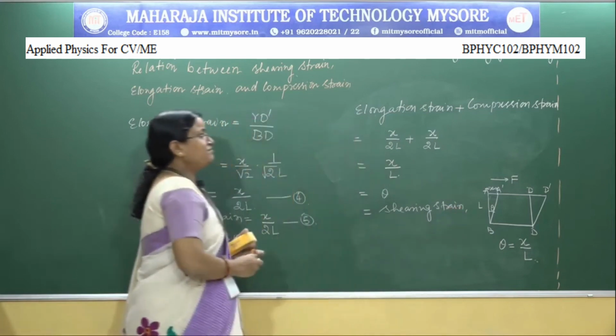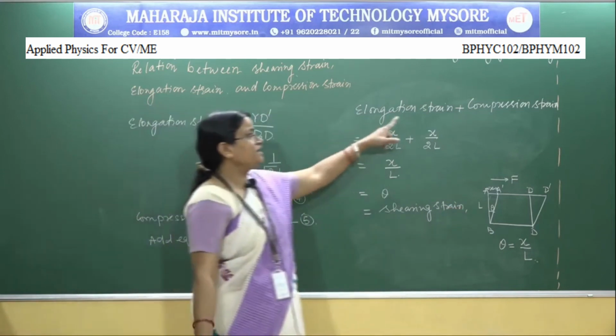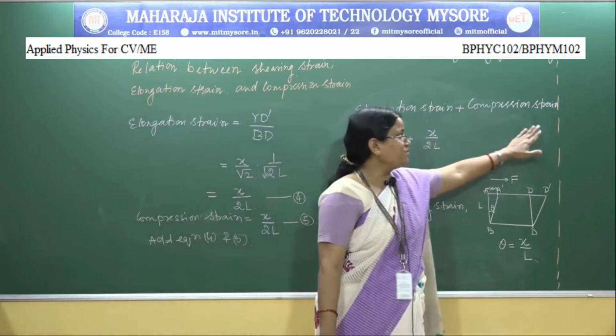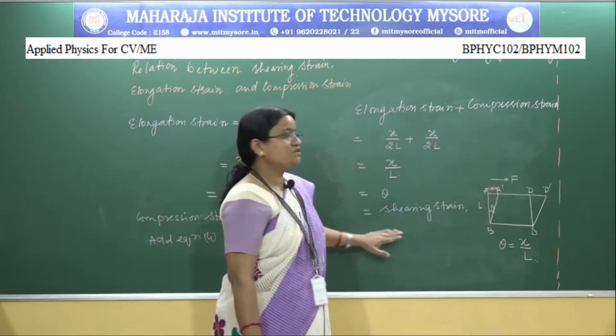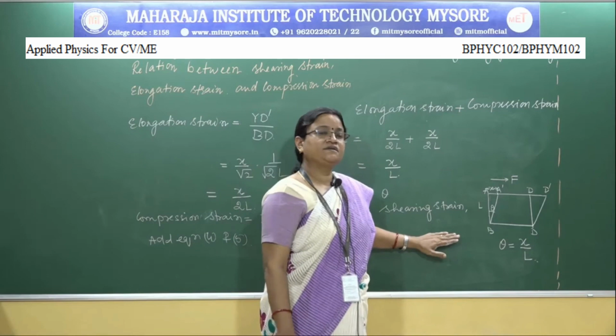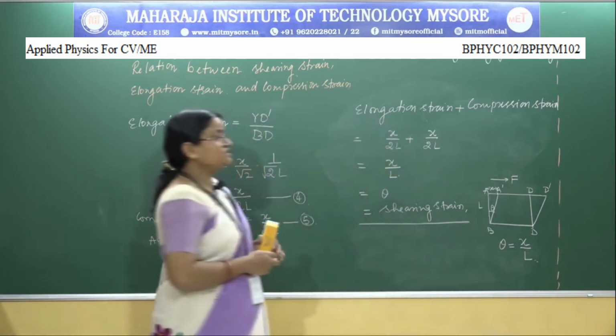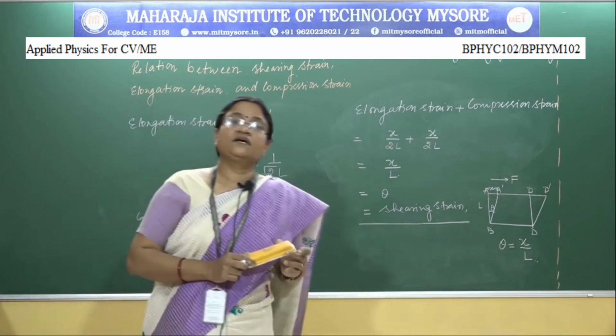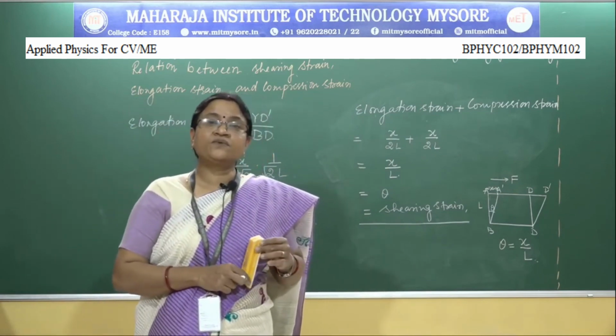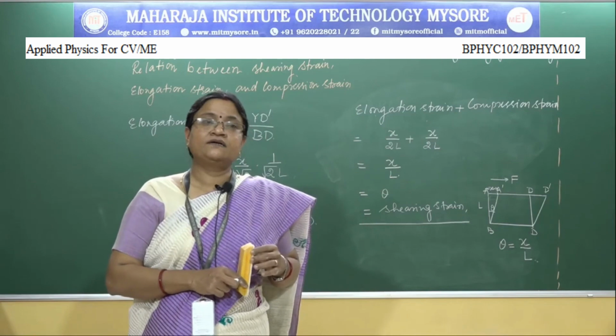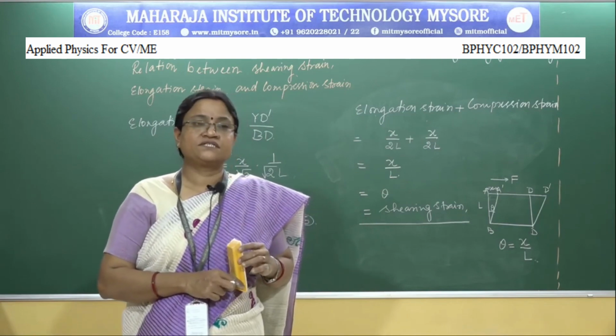So the relation we can see is that elongation strain plus compression strain is equal to shearing strain, and this is our final conclusion. What is the final conclusion? Elongation strain and compression strain, if you add them, will be equal to shearing strain.